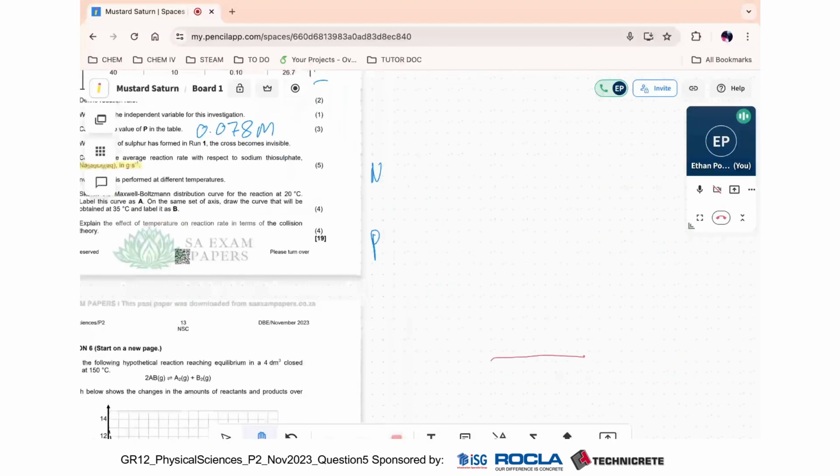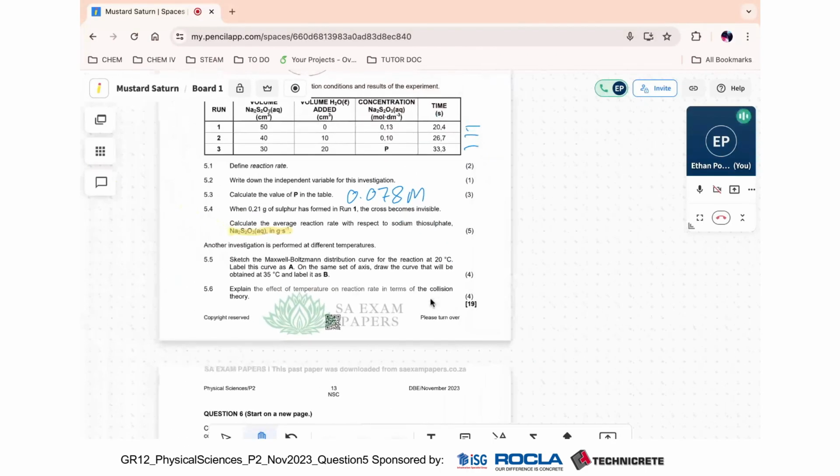Let me just clean this up real quick. Okay. Let's look at the last part of this question. Explain the effect of temperature on reaction rate in terms of the collision theory. Okay, so this is basically what the Boltzmann distribution we just drew was showing us.